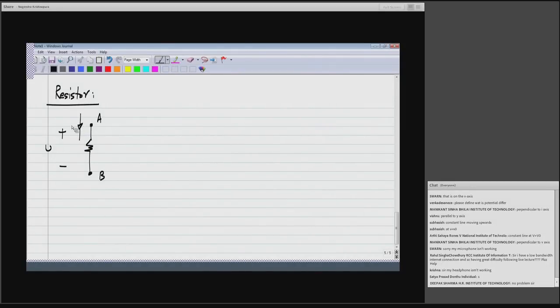And I think all of you are already familiar with the relationship between V and I for this particular element. V would be equal to I times R, and this is the famous Ohm's law. And we can also write I to be G times V, where this R is the resistance and this G is the conductance.